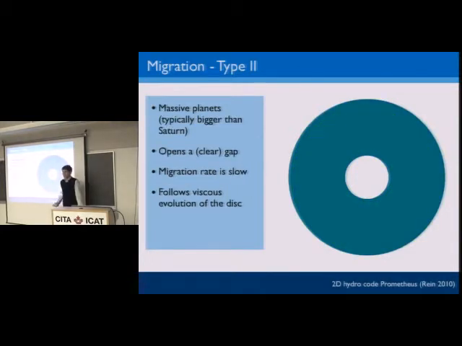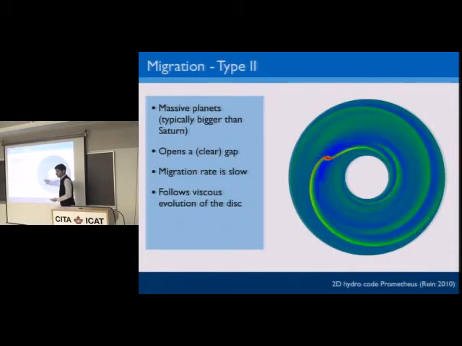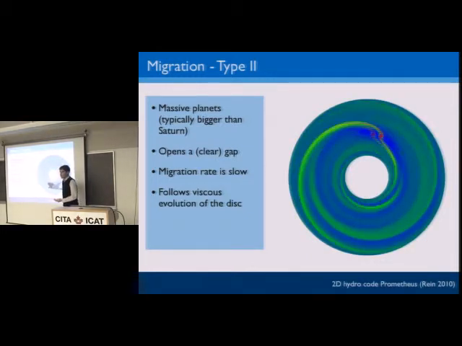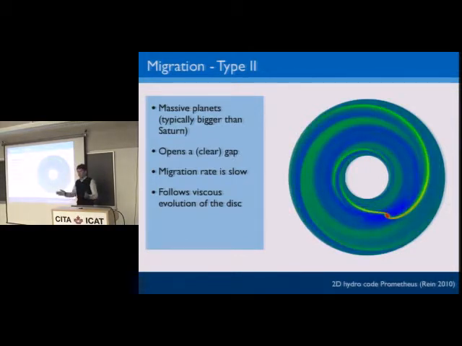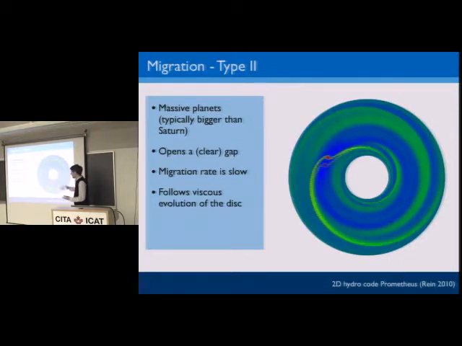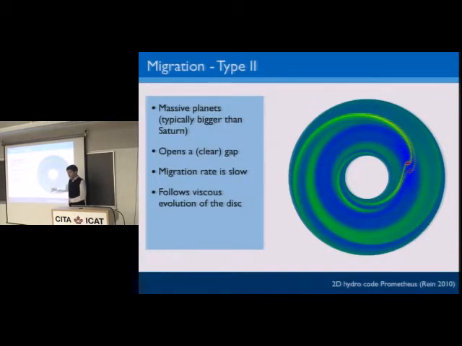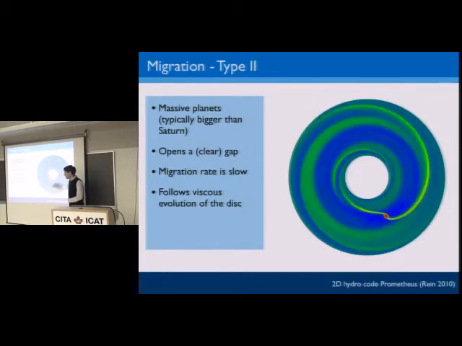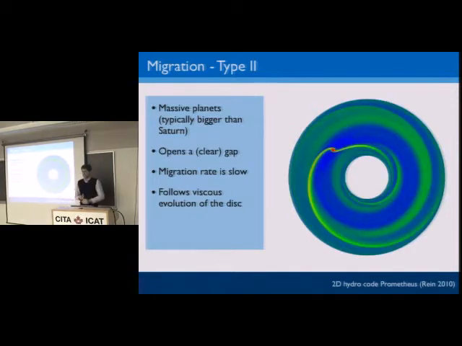If you have more massive planets, then another effect kicks in: you open gaps in these disks. That's what you see here. I put a Jupiter-sized planet in a minimum mass solar nebula kind of disk, and it will create a gap. It's so massive that it can locally perturb the density of the disk. In this case, the migration rate is much slower, and you migrate into the type 2 regime, which basically follows the viscous evolution of the disk as the disk accretes onto the star.